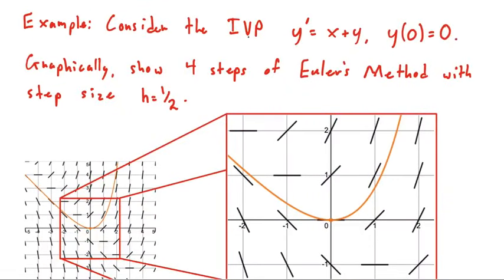Here we have the initial value problem y prime equals x plus y. Here's our differential equation, and here is our initial condition, y of 0 equals 0. This initial condition simply says that the solution curve passes through the origin, 0, 0.